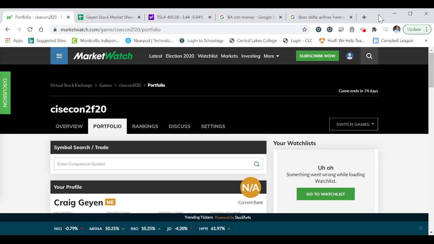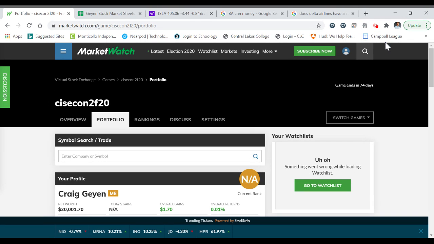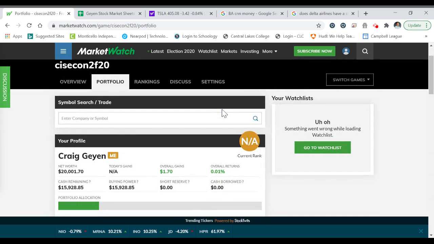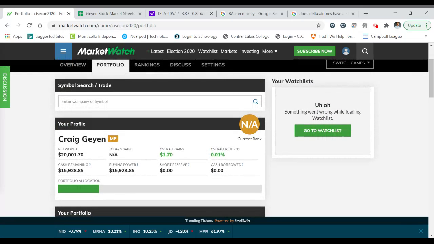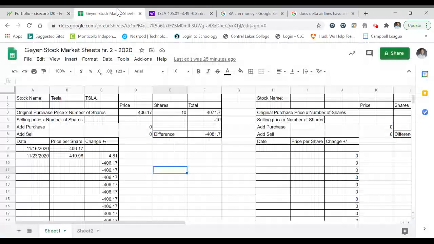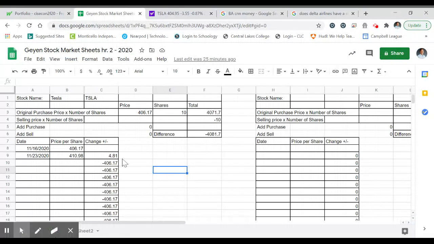All right. So today, just to go through buying stocks and what that looks like with our game. So you should have your game opened up. Here's what our game looks like. This is what your portfolio page looks like. And then you should also have your stock market sheets opened as well. So this is what your stock market sheets look like as well.